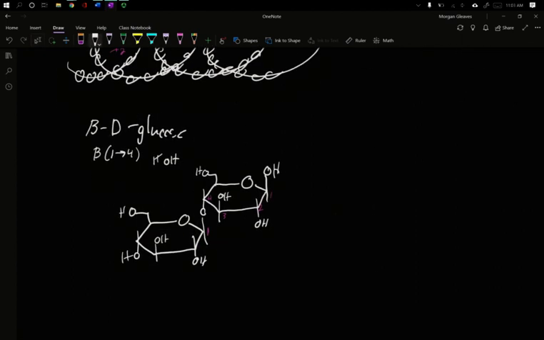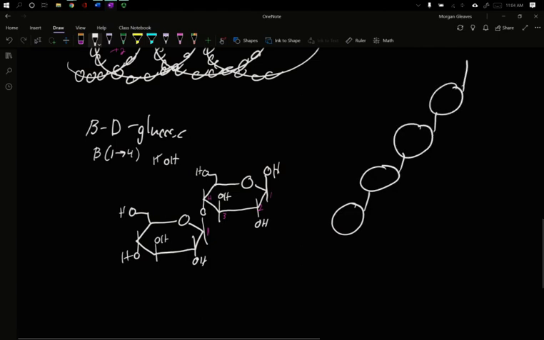And this will continue. If you did a bunch of beta 1,4s, you end up with a much more stair step structure. This is cellulose.